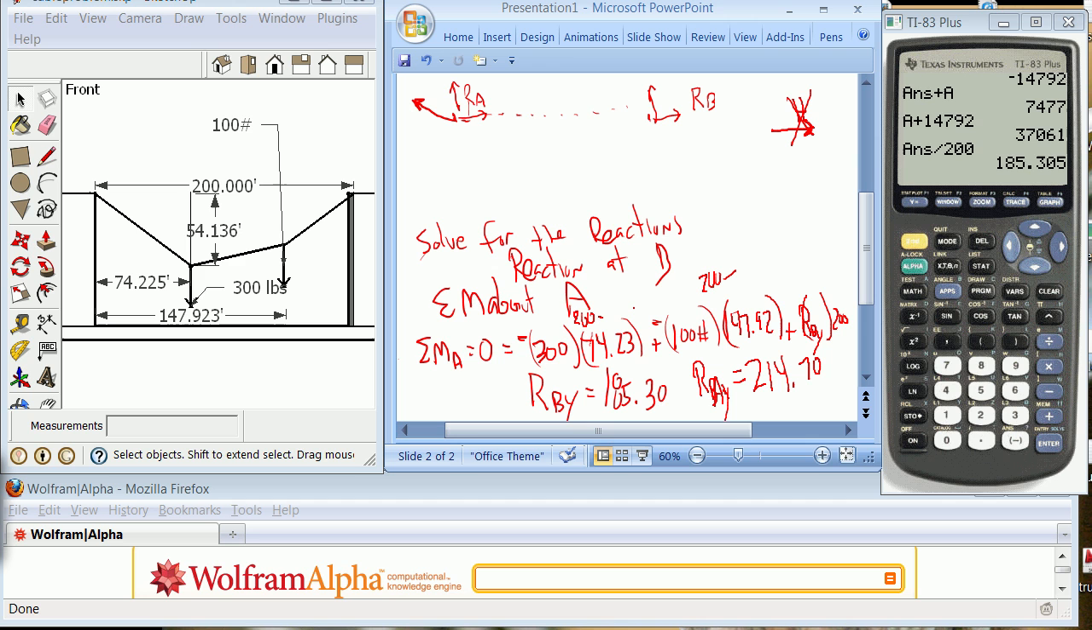Now, how did we do that? Well, sum of the moments about B is equal to 300 times this distance, and it's positive, plus 100 times this distance, and that's positive because it's sitting with your thumb out of the board, plus the reaction times 200, and that would be negative, and so you end up with that value there. So you solve first for the vertical reactions.